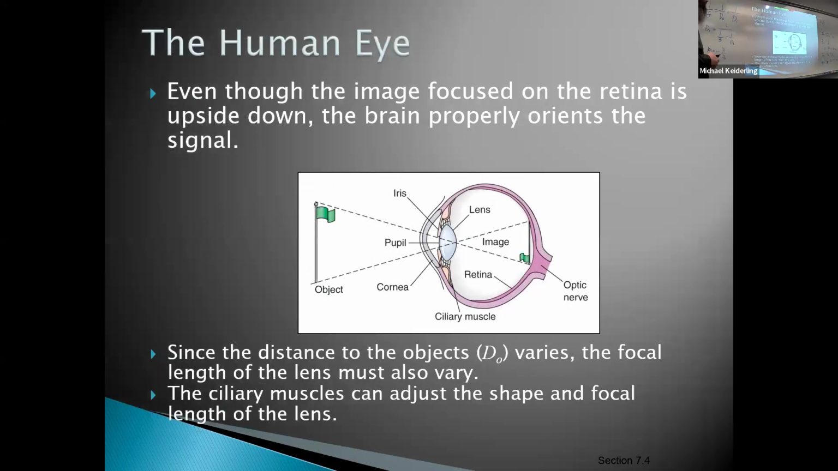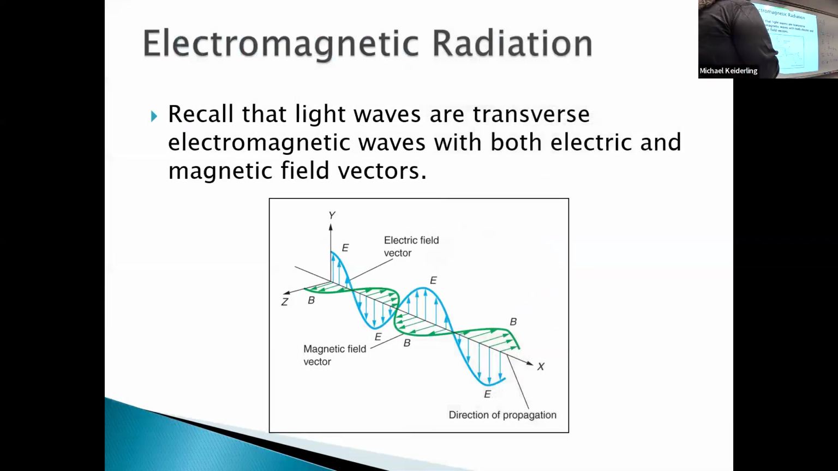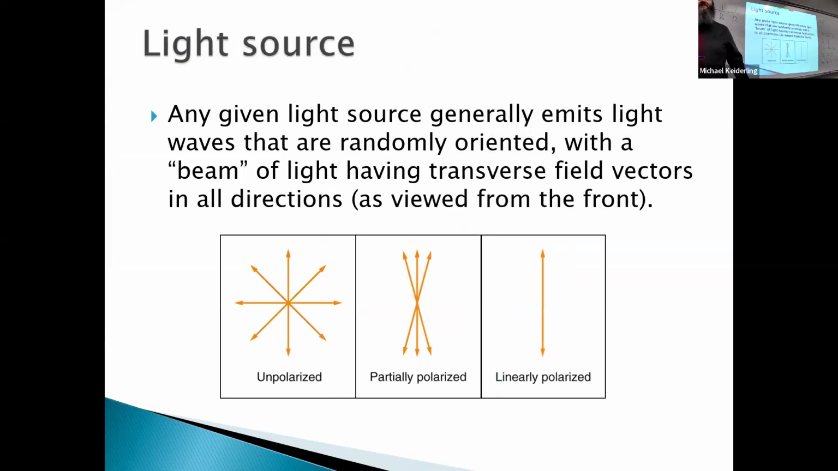And the lens formula, and the human eye. So we were talking about electromagnetic radiation. I'll cover a little more. So light waves are transverse electromagnetic waves with both an electric and magnetic field vector. That means any given light source generally emits light waves that are randomly oriented. If I just have some light source, its light waves are going to be every which way. It has a mixture of waves in every direction.